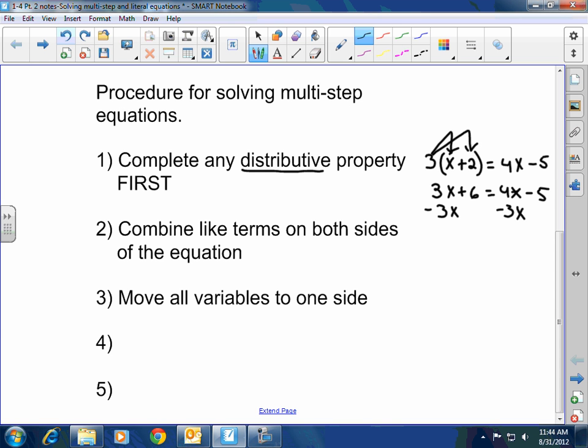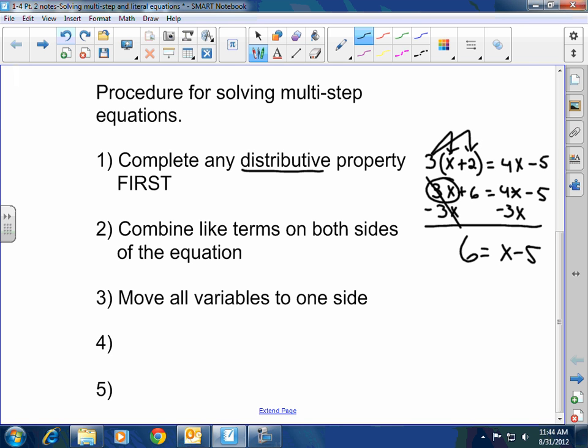Now, why did I subtract? Why didn't I divide? Sometimes people divide. Well, I have a 3x plus a 6 here, okay? To get rid of this positive 3x, to move that over, I need to cancel out a positive 3x. How do I cancel out positive 3x? By subtracting 3x. So 3x minus 3x, that cancels, and I got 6 equals x minus 5.